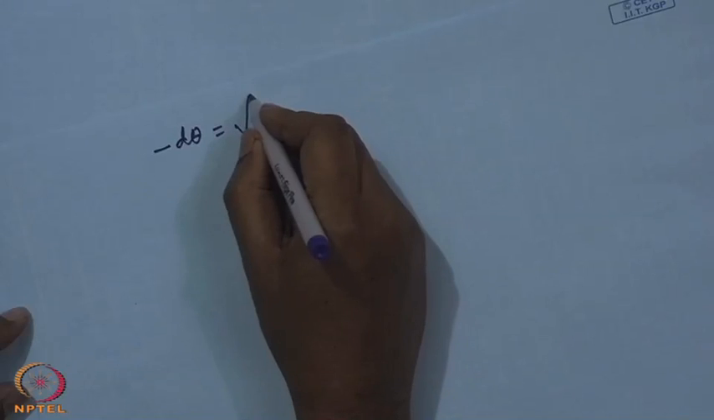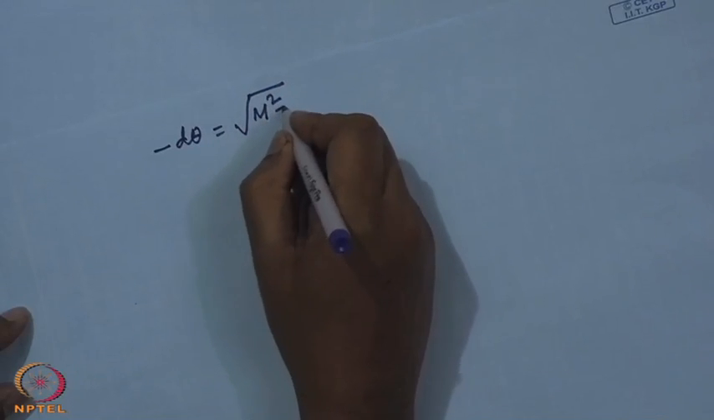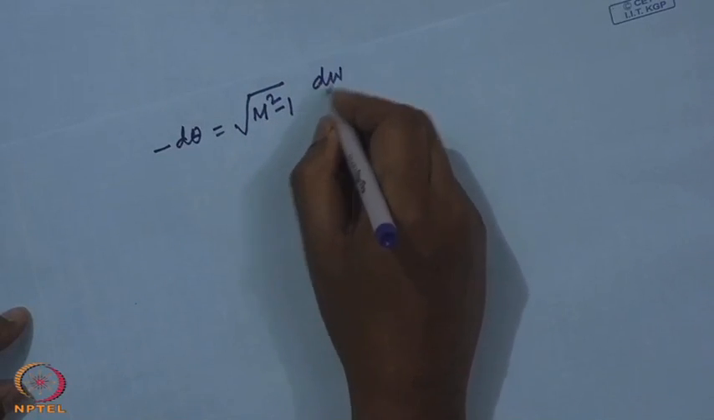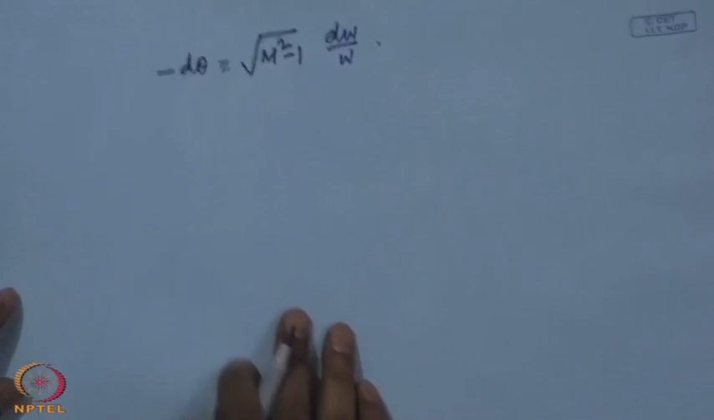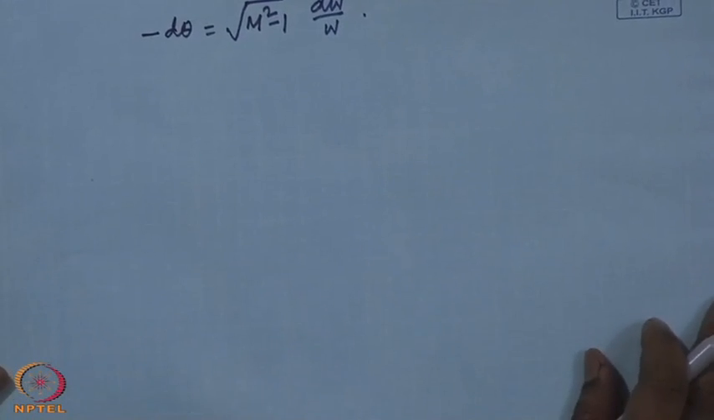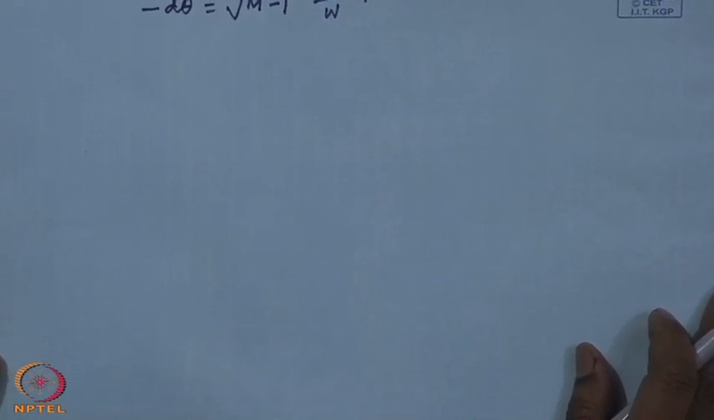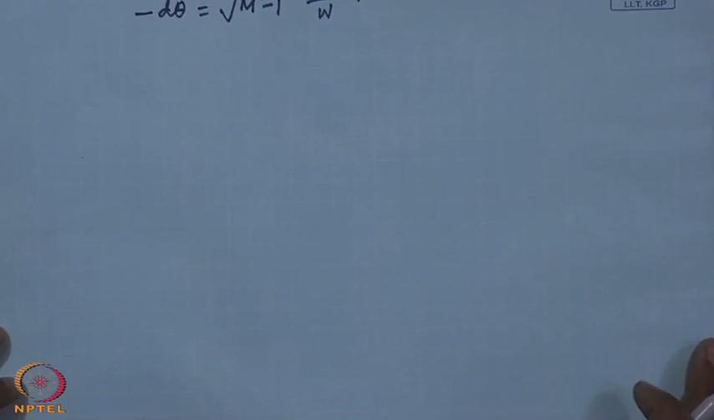So, continuing our discussion on supersonic expansion and compression, we have seen that for isentropic compression the relationship is given by minus d theta equal to root over M square minus 1 d w by w, where w is the flow velocity. Now, this relation holds for all isentropic turning, either compression or expansion.